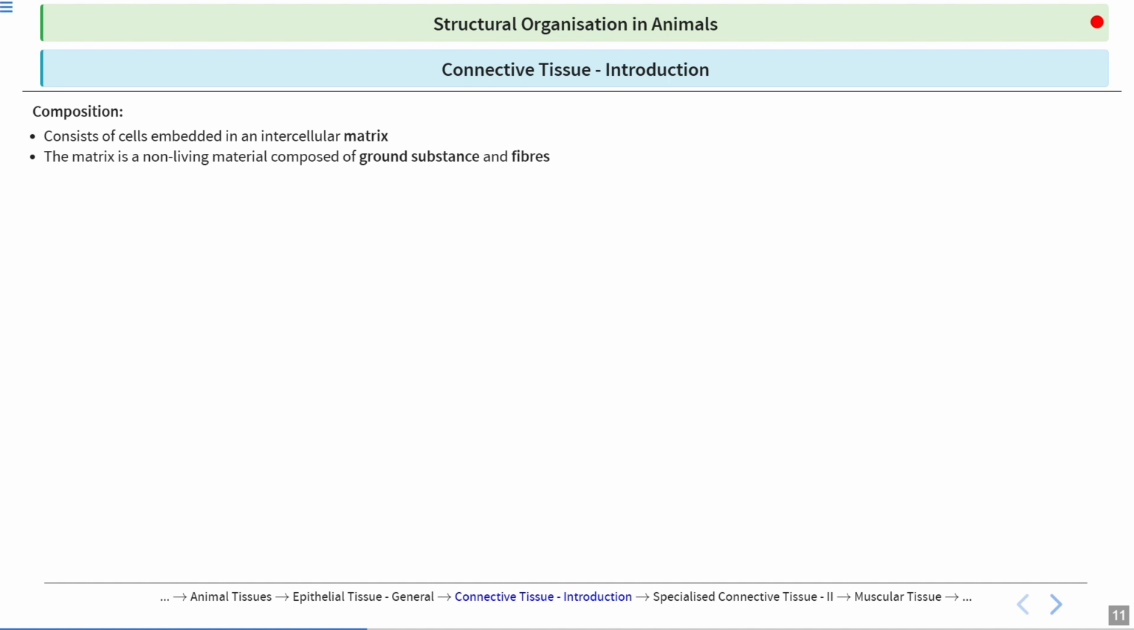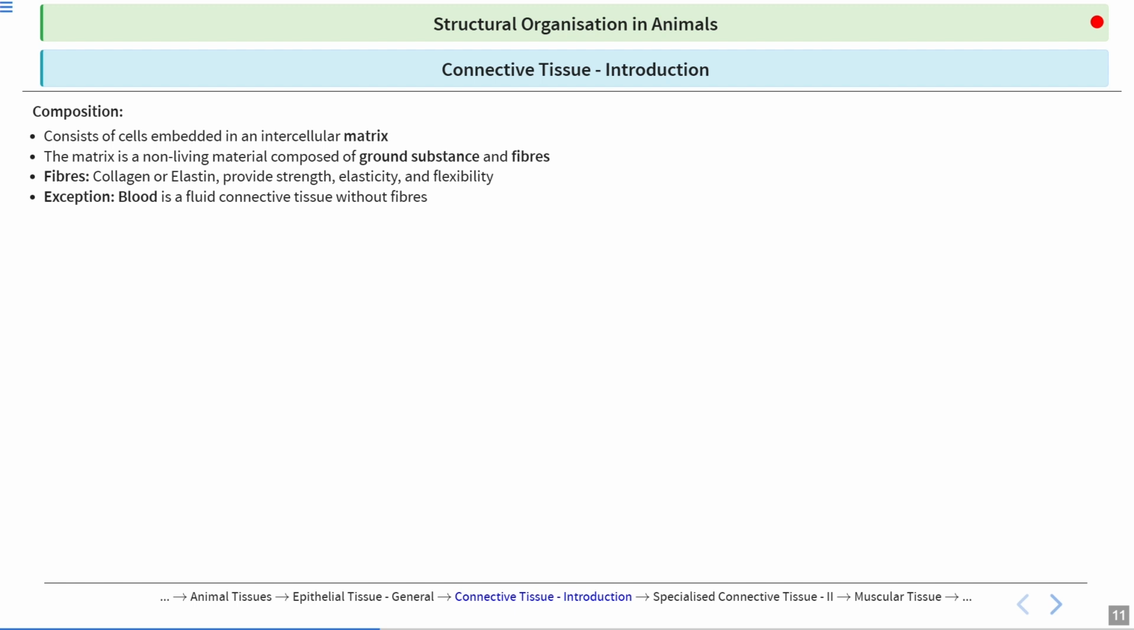The matrix is a non-living material. The matrix is a jelly-like substance. So that is not a living material, but it is composed of a ground substance and fibers. But the cells that are embedded inside the matrix are the living material. Now, they are talking about the fibers present in this matrix part. Fibers: collagen fiber is there, and also elastin. It provides strength, elasticity, and flexibility. So this is one type of fiber present in connective tissue.